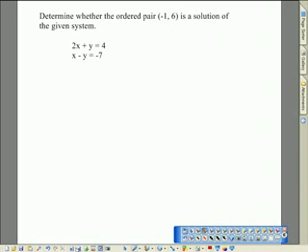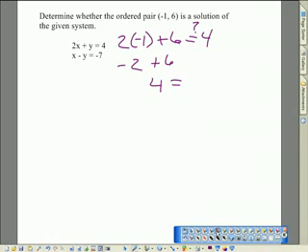Well, let's check this one, see if it works. We're going to plug in -1 for x and 6 for y. So in the top one, we have 2 times -1 plus 6. We want to know if that's equal to 4. 2 times -1 is -2, plus 6 is 4. 4 is equal to 4. So it worked for the first one, correct? Correct. That one works. Now we'll try it with the second equation.